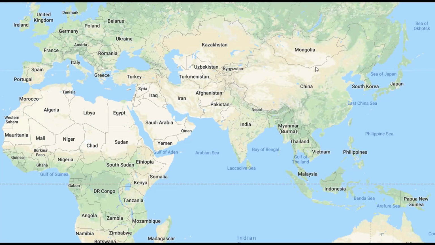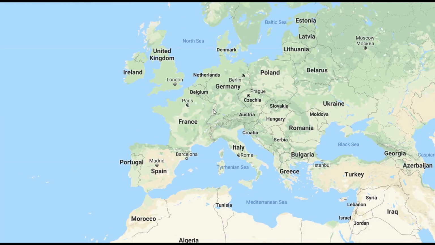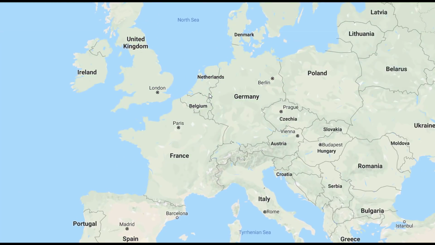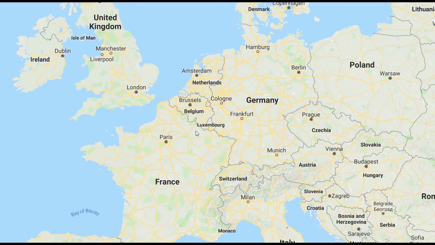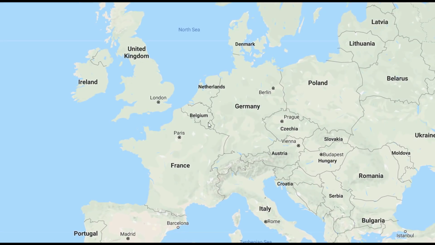Alright, so this is our country India. We have to go to Europe. This is Europe. Focus on Western Europe. You will see these two huge countries, Germany and France. And between these two countries, you will also see these three countries, Netherlands, Belgium and this little country, Luxembourg. Now these three countries, all of these countries are known as low countries.